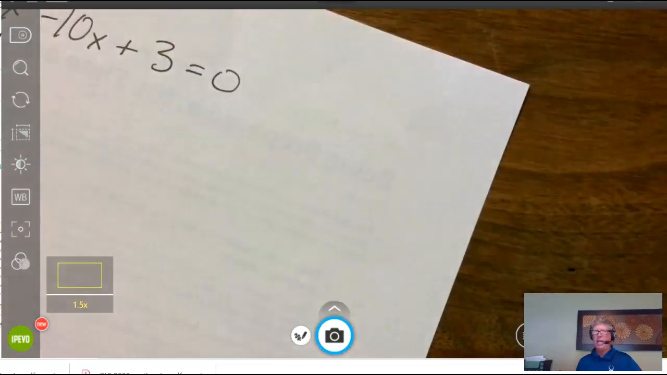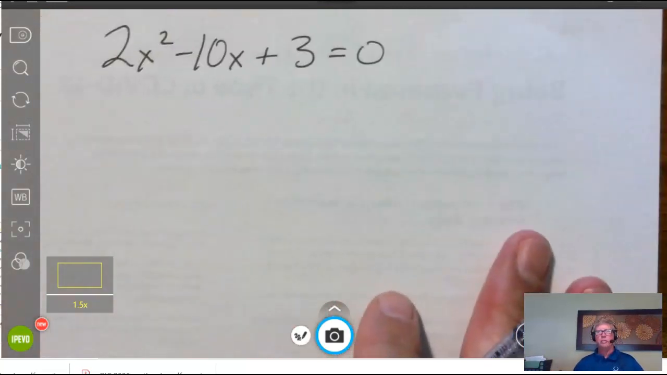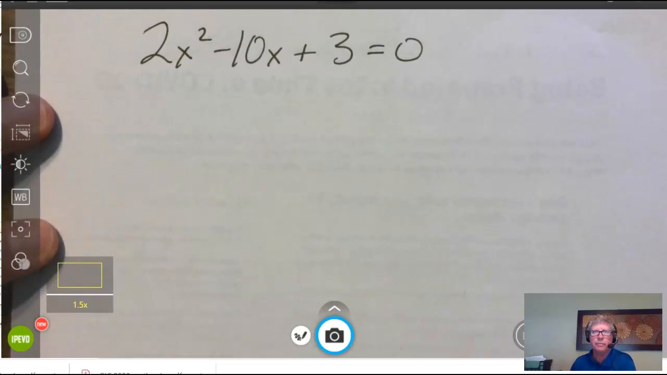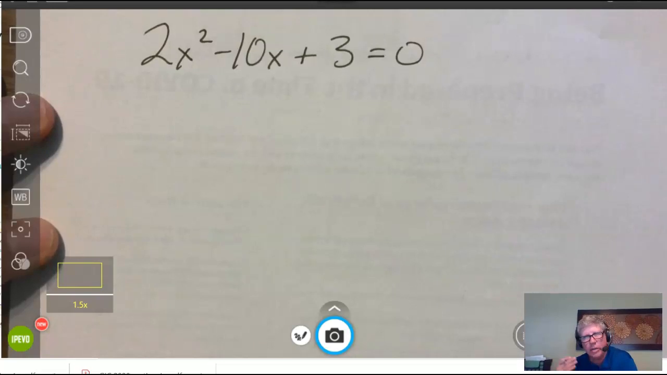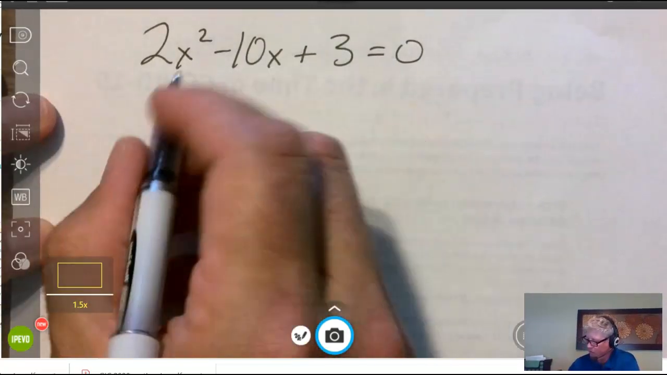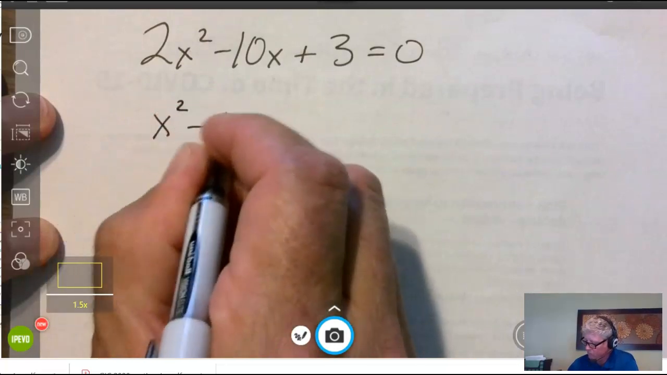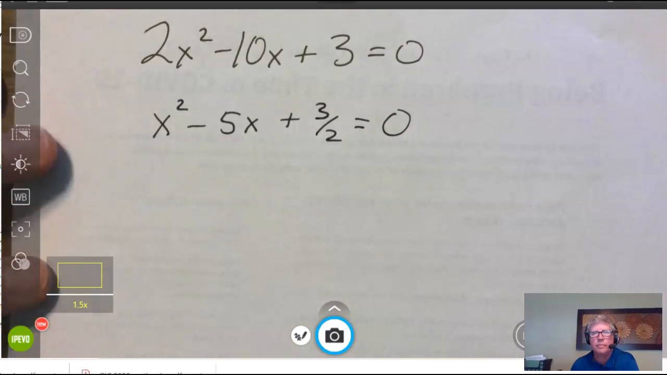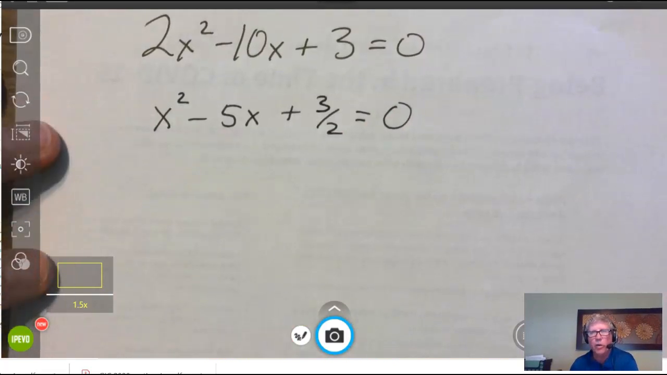Mr. Sayers, I need another example. All right, let's do another example. Can we factor it? 2, 3, 1. I don't think so. Oh, you might as well try in your mind. All right, first thing, I want to divide everything by a 2. Nicely done, Mr. Sayers. No calculator needed.